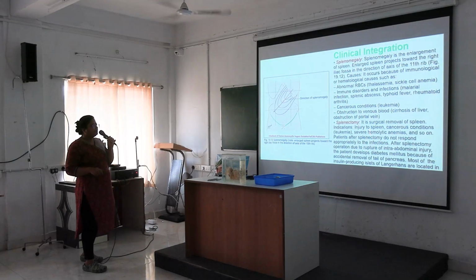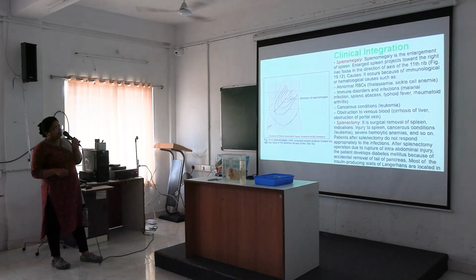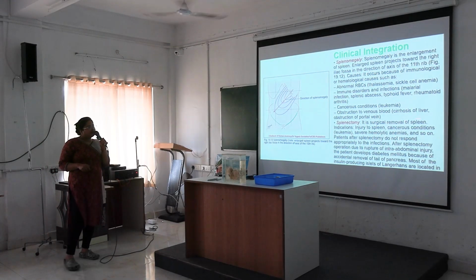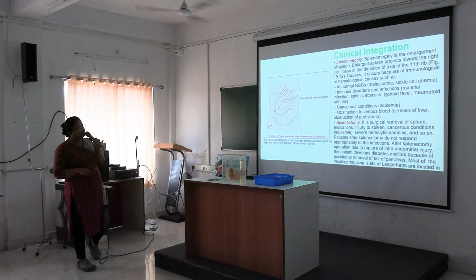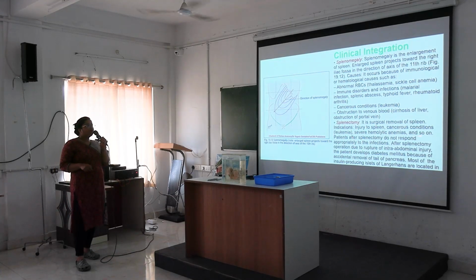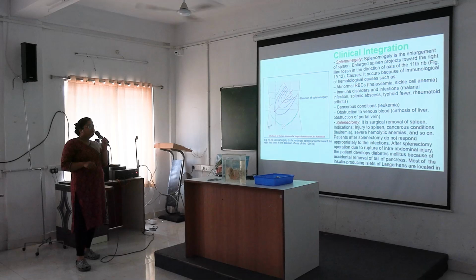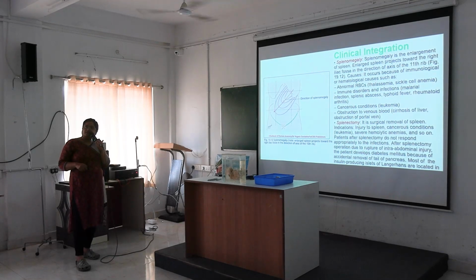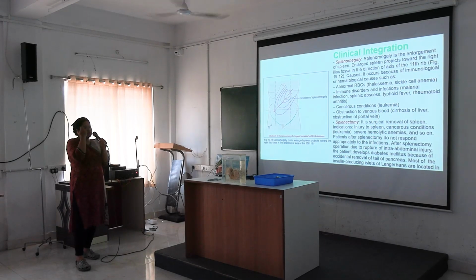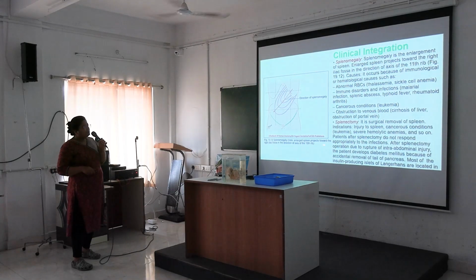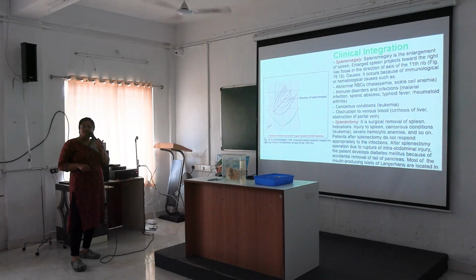Next is splenectomy, the surgical removal of the spleen. Its indications are injury to the spleen, some cancerous conditions like leukemia, severe hemolytic anemia, and so on. Hemolytic anemias include thalassemia and sickle cell anemia. Patients after splenectomy do not respond appropriately to infection.